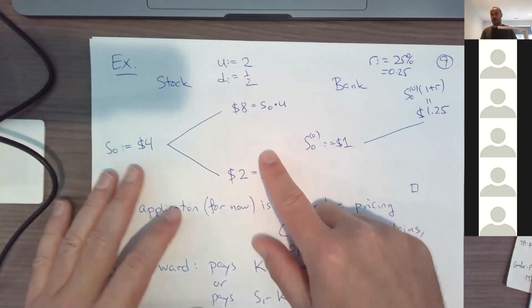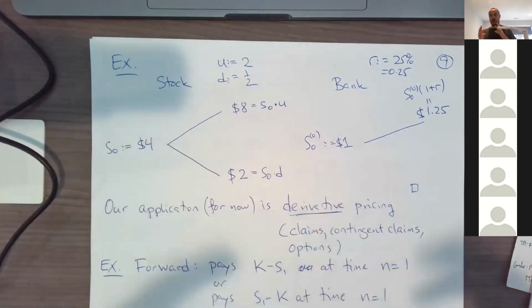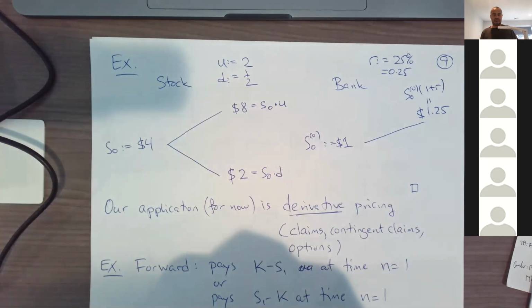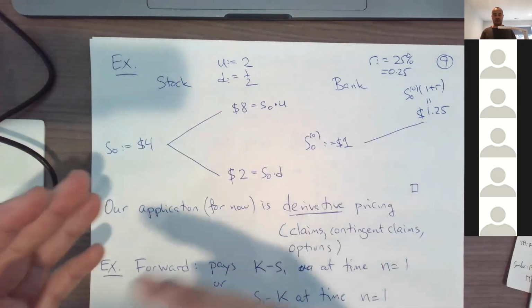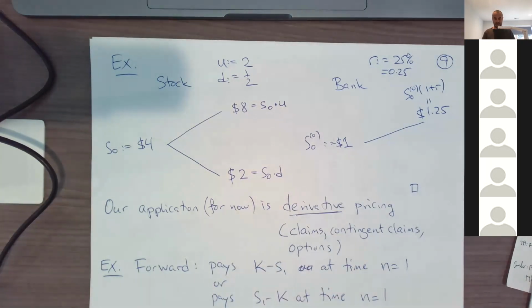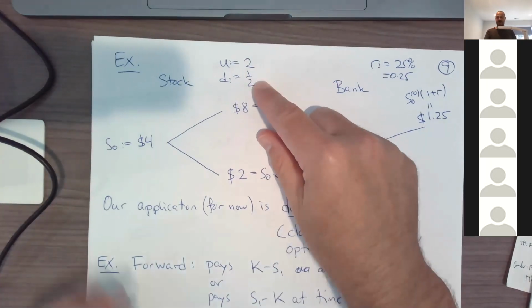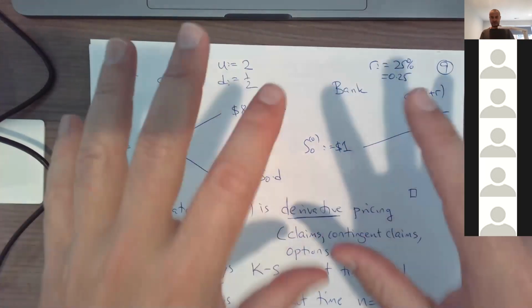The stock has two possibilities. It can either go up or it can go down. And in this case, it can go up by 100%, or it can go down by 50%. So these are the U and D factors and the interest rate, right? This is what's given to you.